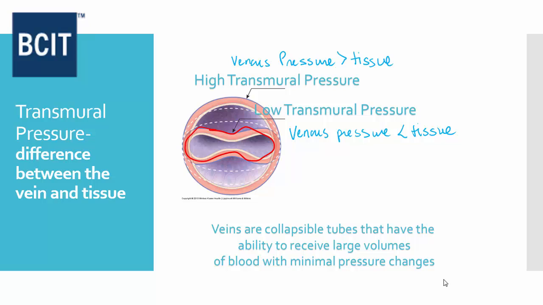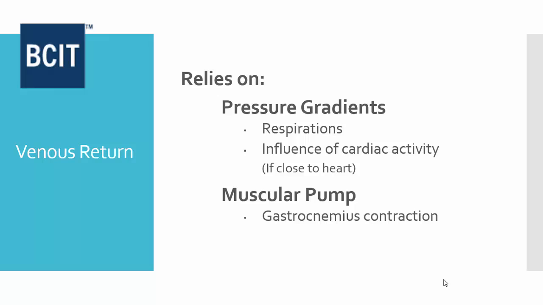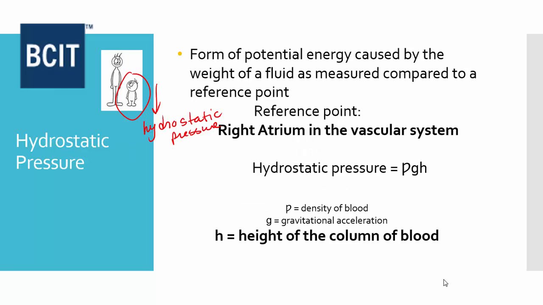Veins are collapsible, they're low pressure, and they have the ability to receive large volumes of blood with minimal pressure changes. So they have a high capacitance to maintain and hold a lot of blood volume. Venous return relies on pressure gradients, our respirations, the influence of cardiac activity, and the muscular pump, or that gastrocnemius contraction, our calf muscle, squeezing to help propel the blood back up to the right atrium.